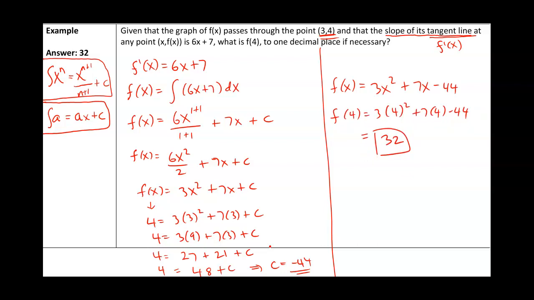And then once we have that, we actually want to know what is f of 4. So once we have our function, replace the x values with 4, and we get 32 as the answer.